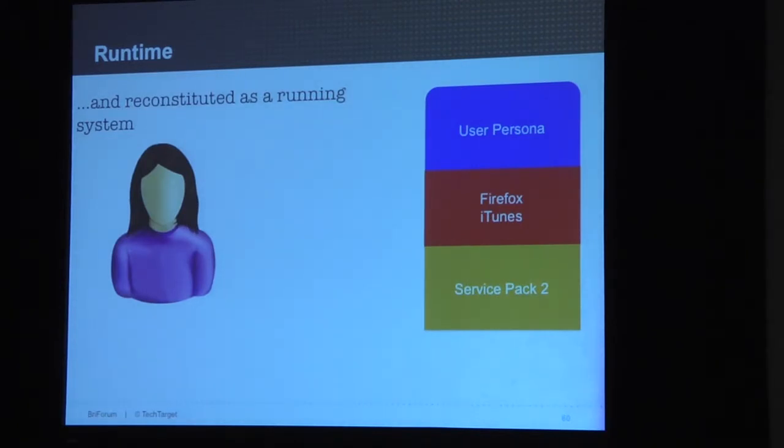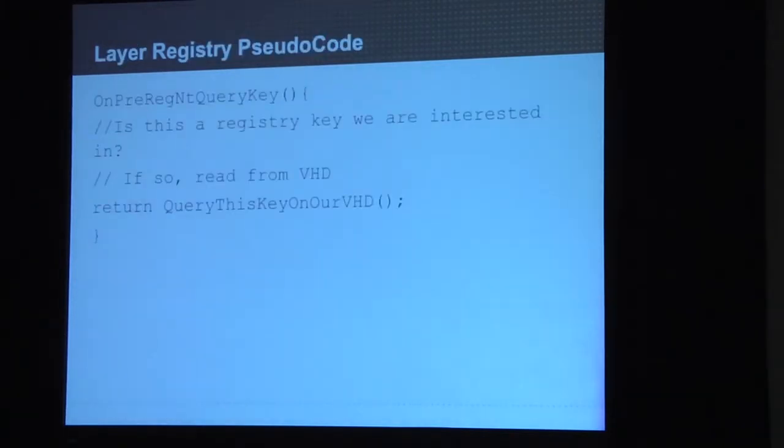Why make her pay for a license on Office if she's not using it? Since you have it in layers, you can separate those things out and get what you need to the right person. Here's the registry side: the code inside the layer comes up and says, is this a registry key we're interested in? Yeah, go get it, and override the registry key that already exists there with the one from the layer.